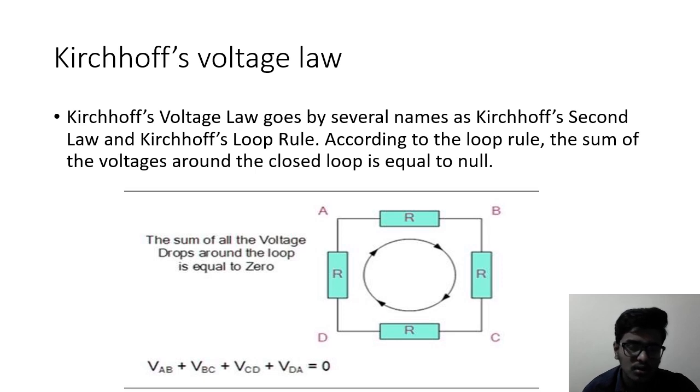Here's a diagram to understand about this. Here VAB, VBC, VCD, VDA are the four voltages in the loop, and here's the formula: VAB plus VBC plus VCD plus VDA equal to 0. As we said, the sum of the voltages should be equal to 0 in a closed loop. So let us discuss some more applications of Kirchhoff current law and Kirchhoff voltage law.